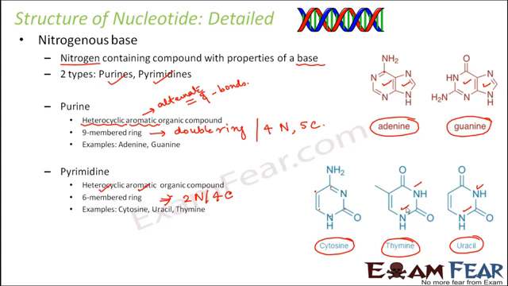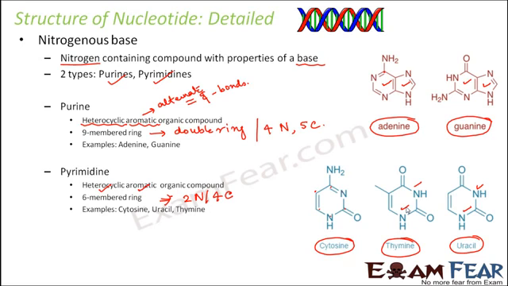Now, depending upon the structure of DNA or RNA, some specific nitrogenous bases are present. For example, uracil is a nitrogenous base which is present only in RNA and not in DNA. Similarly, thymine is a nitrogenous base which is present only in DNA and not in RNA. So these are the 3 important components as far as the structure of a nucleotide is concerned.